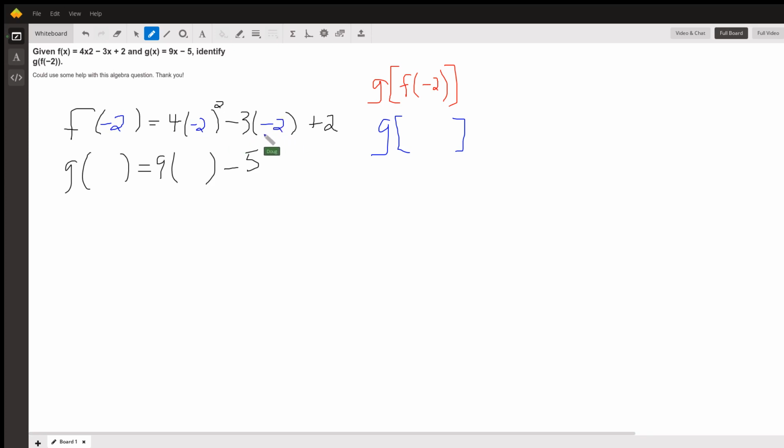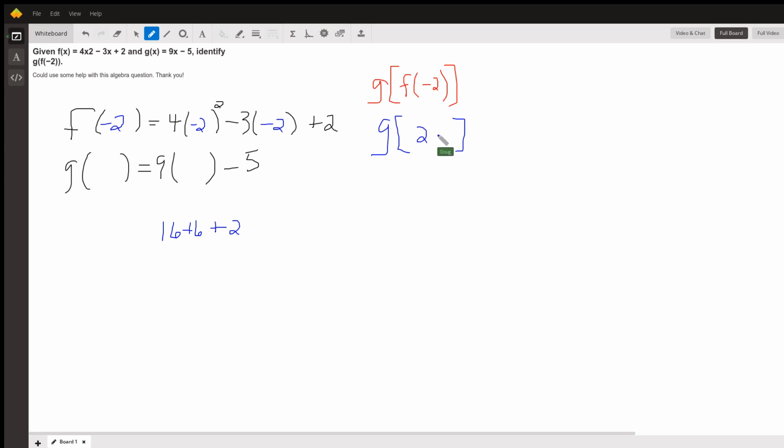Now we've got to go off maybe on scrap paper and evaluate what this expression is. So I'll do that down here. We have to square the negative 2, which is 4. 4 times 4 is 16. That's the first term. Negative 3 times negative 2 is plus 6, plus 2. So it looks like the output from f of negative 2 is 24. 22 plus 2 is 24.